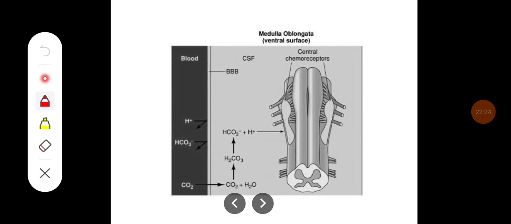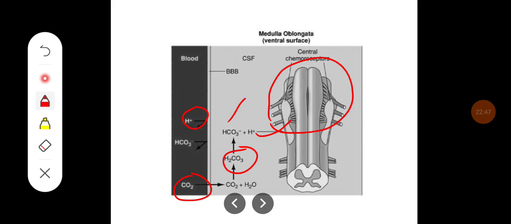So this is the diagram showing the central chemoreceptors, where they become sensitive to H plus ions. Since H plus ions cannot penetrate through the blood-brain barrier, the carbon dioxide diffuses into the CSF, where it gets converted into carbonic acid that further splits into H plus ions and bicarbonate. The H plus ions are going to stimulate the chemosensitive zone.